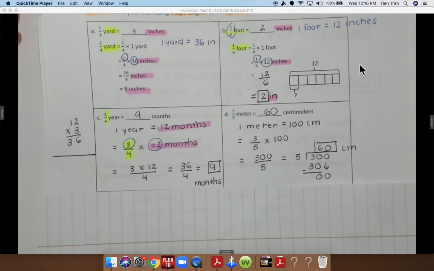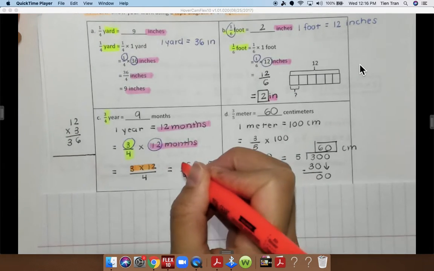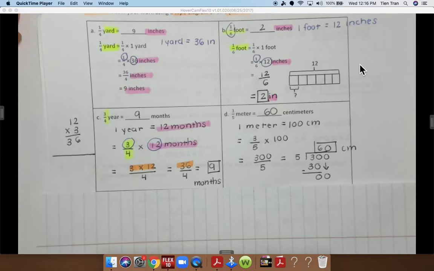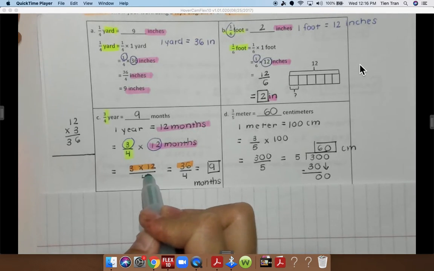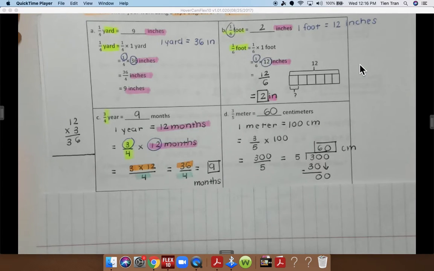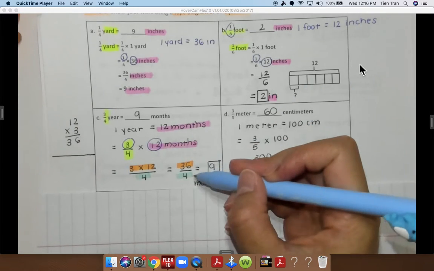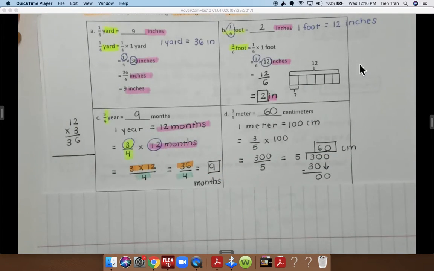Maybe I should use a different color. 3 times 12 is equal to 36. And 4 times 1 is equal to 4. So 36 divided by 4 is going to give me 9 months.